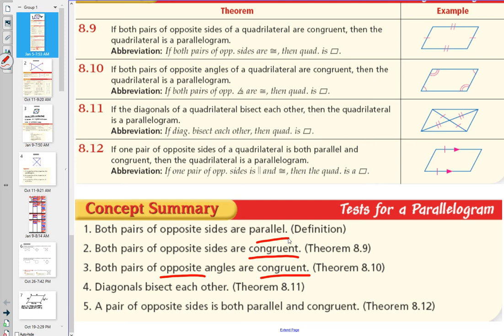How about consecutive angles? They are supplementary. Good. Consecutive angles that are next to each other are supplementary. Diagonals are segments that connect two non-consecutive vertices. They're these segments that cross in the middle. They bisect each other. They cut each other in half. They are not congruent, but they do bisect each other.